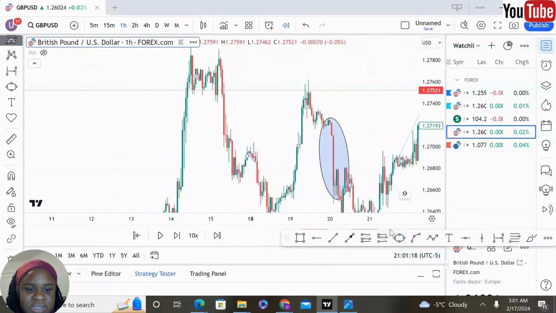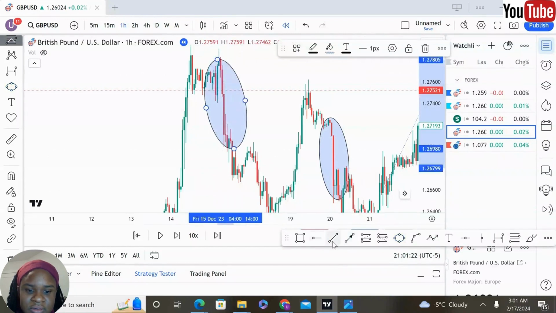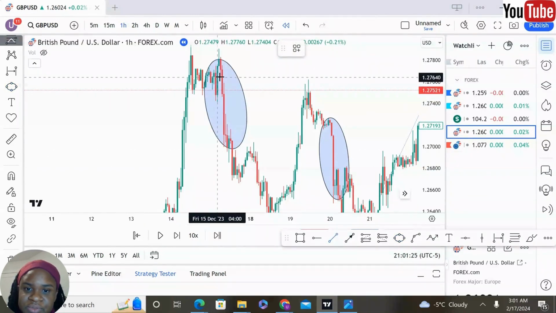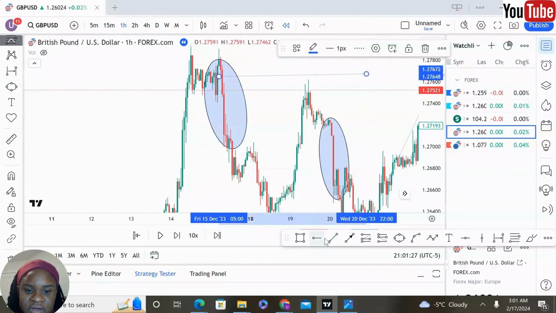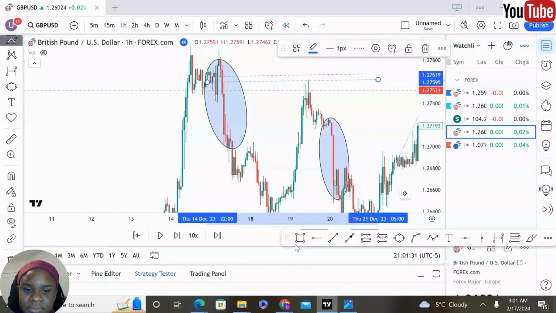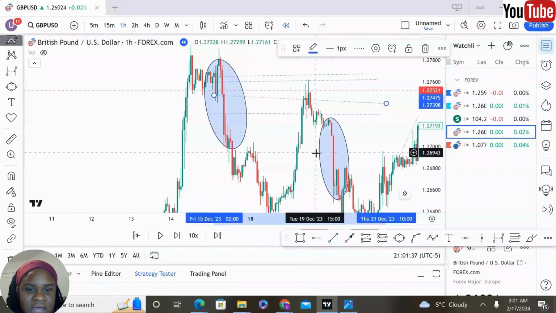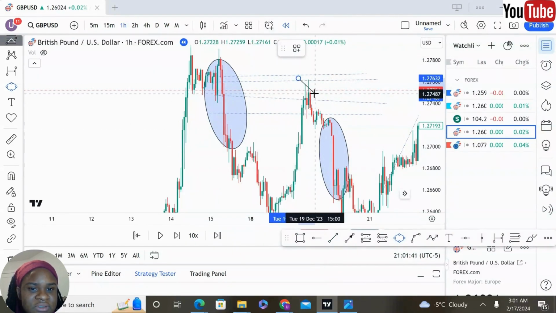Sorry. You can see here again, there was an impulse move. Can you see it? I'm giving you examples so it can be easy for you. Fair value gap, fair value gap, fair value gap in here. You can see these are all fair value gaps. And what happened? The market came in here and filled it up.